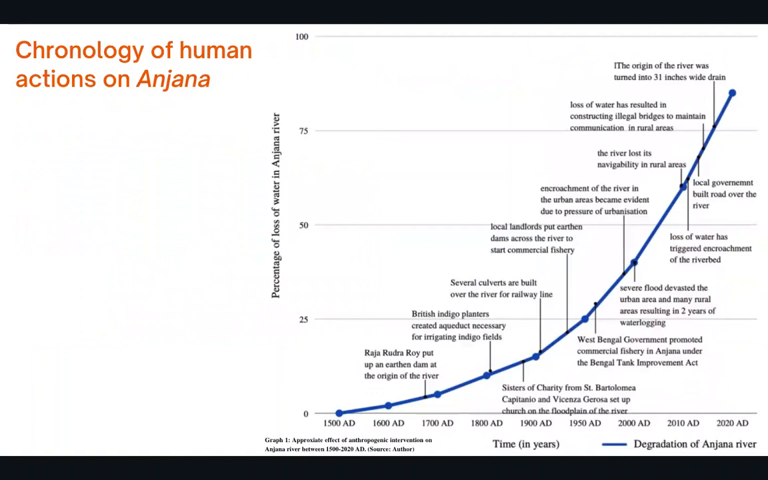So this graph summarizes the total demise of the Anjana River, and it also summarizes the chronology of human actions on the river, which starts with the king who puts up an earthen dam on the mouth of the river to protect himself from foreign invaders. Subsequently, British indigo planters create further obstructions in fear of mutiny. Then local landlords put earthen dams across rivers to start commercial fishery. And it has gone full circle when again the brick kiln owner has started completely blocking off the mouth of the river. Today it has converted into a 31-inch drain.